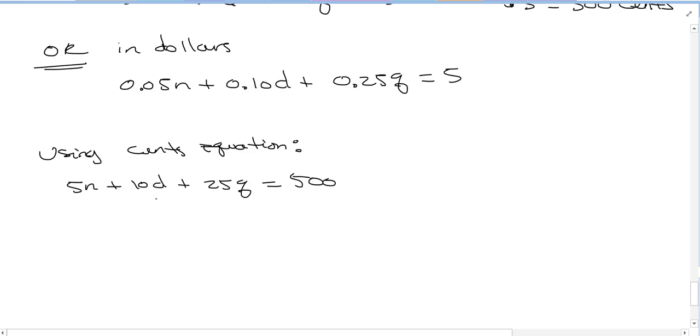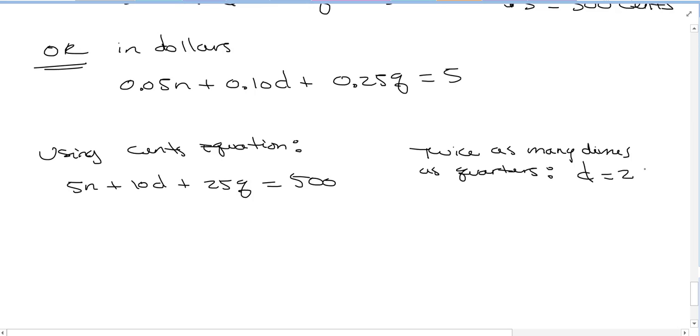So we have twice as many dimes as quarters. What does that mean? Which one do you have more of? We're going to have more dimes, right? Twice as many dimes, so that means that the number of dimes is twice the number of quarters. So if you have 3 quarters, you're going to have 6 dimes. You have 5 quarters, you're going to have 10 dimes. You have more dimes. So we can use that in here.